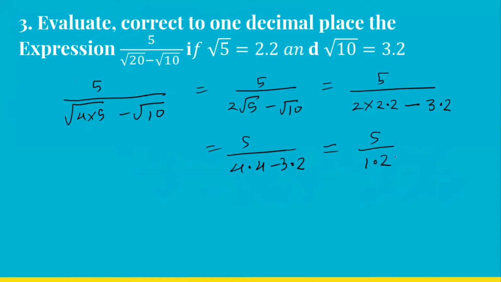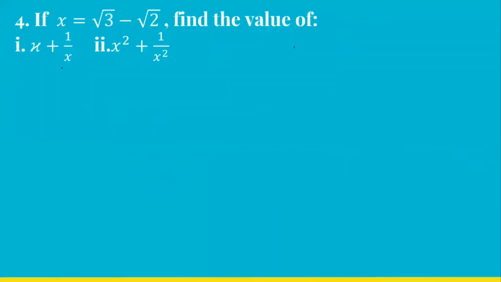So let us simplify this further. Multiply here by 10, multiply by 10. So you get 50 upon 12. And when you solve 50 upon 12, you get 4.166. Since they have asked to round to one decimal place, we get it as 4.2. Okay, let us move on to the next question.